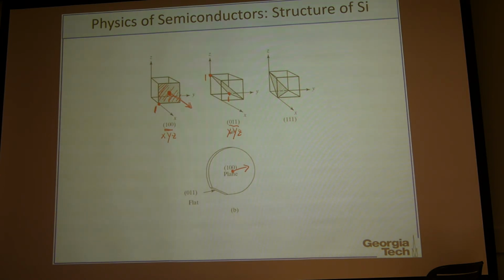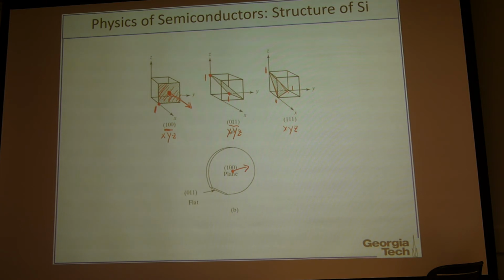So for the third one, this is another possible cut. If you cut this way, then it will intersect with x, y, z at 1, 1, 1. So this is called 1, 1, 1 cut. So there are different ways to cut the wafer. Because it's a three-dimensional crystal, you need to make a two-dimensional wafer, so you have different ways to cut. But this 1, 0, 0 is a common cut for the silicon crystal.